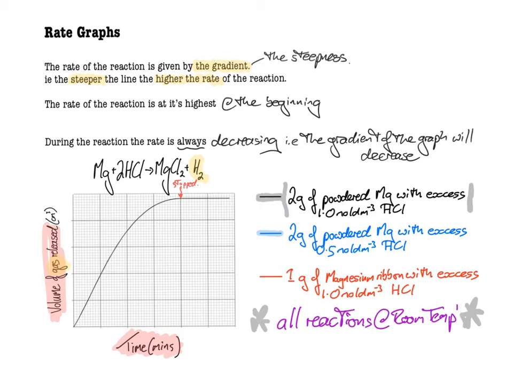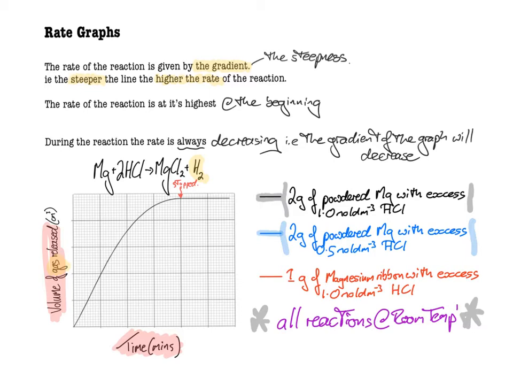So let's compare the blue to the black. Okay, so black line, 2 grams of powdered magnesium. Blue line, 2 grams of powdered magnesium. We've kept that exactly the same. So we're using the same amount of reagent. And the powdered bit, why is the powdered bit important? Powdered is giving you the surface area, which is one of our variables.